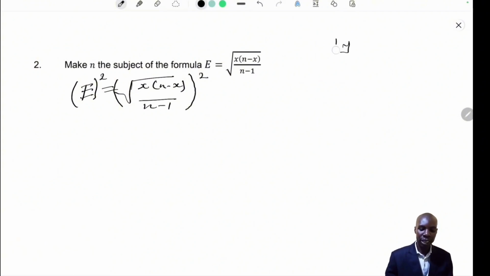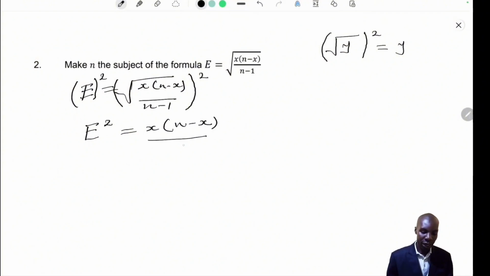Remember, I've said that if you have got the square root of a number, if you square that square root of a number, you get that number. So in our case here, on the left-hand side, I'll have e squared. Then on the right-hand side, I'm going to do away with the square root, so I'm going to be left with x in bracket n minus x over n minus 1.